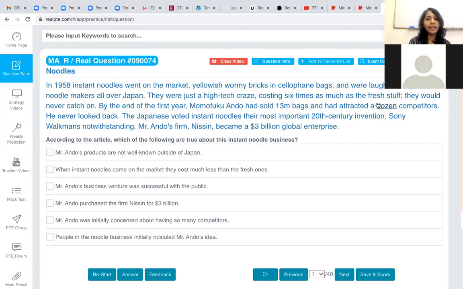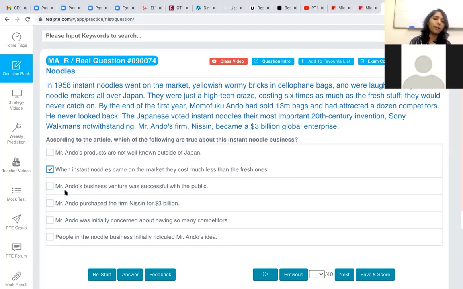Now, look at the answer. Mr. Andrew's products are not well known outside Japan. It's the wrong answer, so we eliminate it, or we don't even look at it, because we know this is the wrong answer. When instant noodles came onto the market, they cost much less. No, they cost six times more. So this cannot be our answer too.